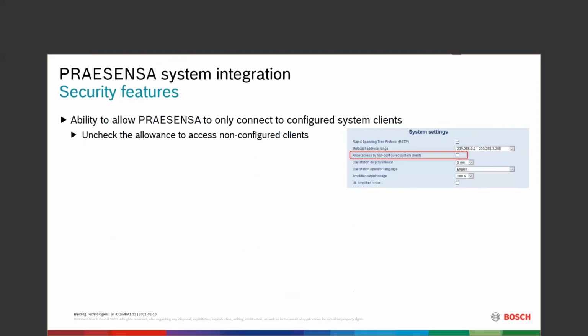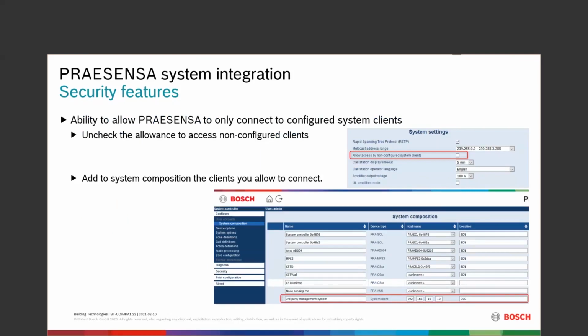Let's go to the next one. Ability to allow PRAESENSA to only connect to configured system clients. I already briefly indicated this. So in the system settings, there's a checkbox that you can use for that. You have to uncheck it so that you only have configured system clients in your system, and you need to add that client in the system composition of PRAESENSA.